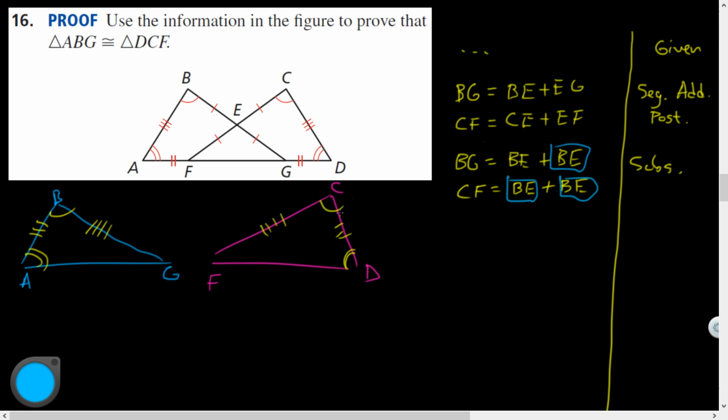Do you guys read that? And then where do I go? I go BG is equal to CF. How could I combine these 2 statements to get that? Transitive property or substitution property?